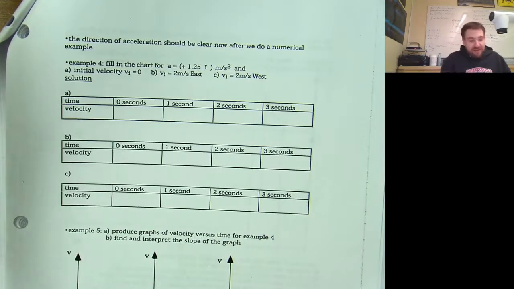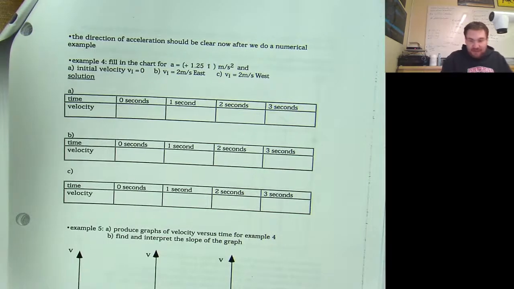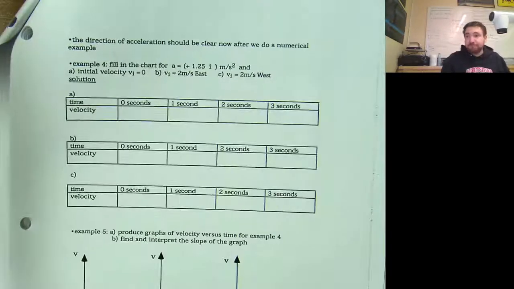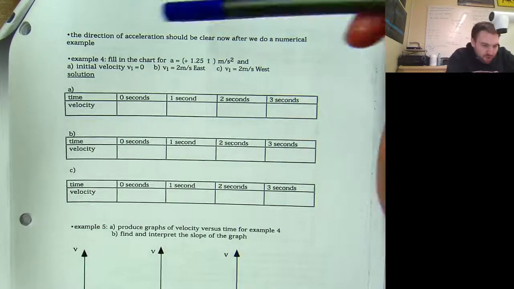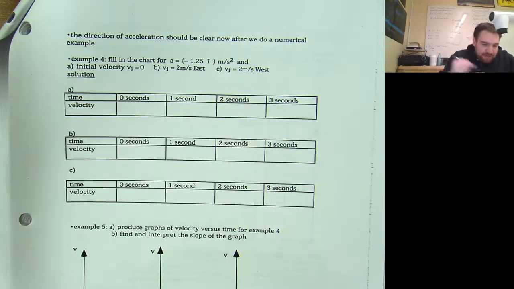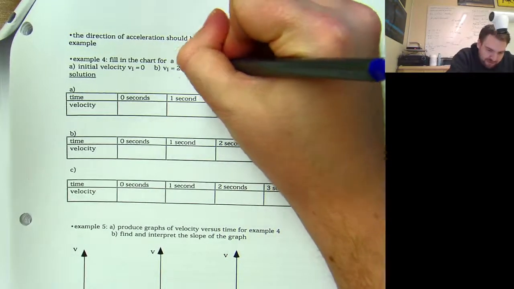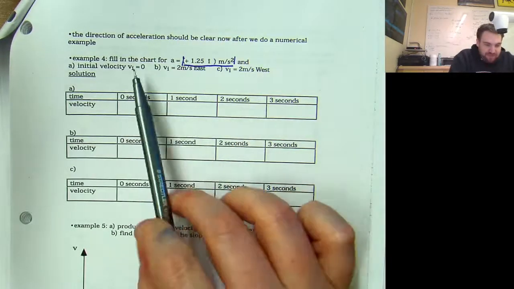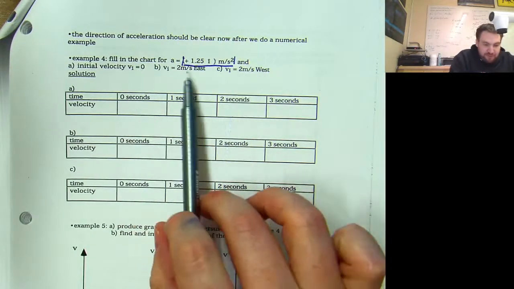We can do numerical examples to help us figure this out as well. We're going to fill in this chart here, and then we're going to draw some graphs. This lesson should also be pretty short. So I want to fill in the chart for a positive 1.25 i hat meter per second squared acceleration with an initial velocity of 0, 2 east, and 2 west.